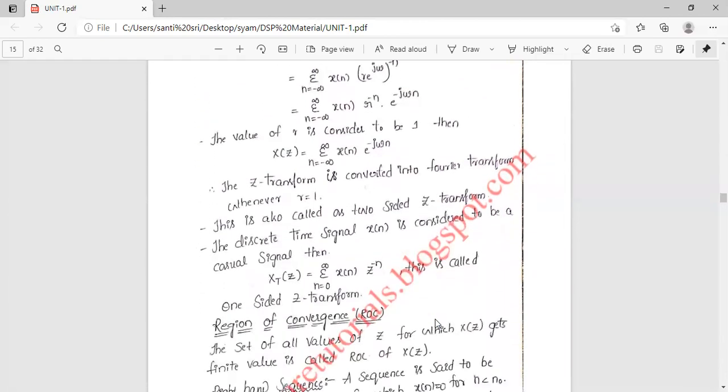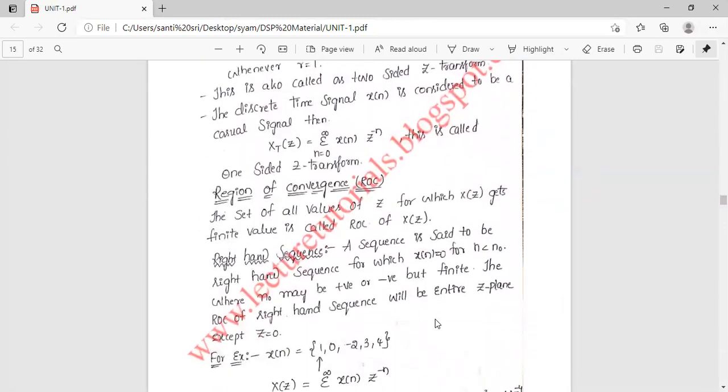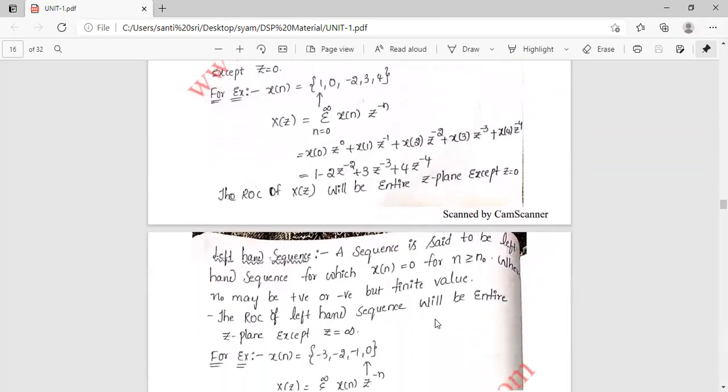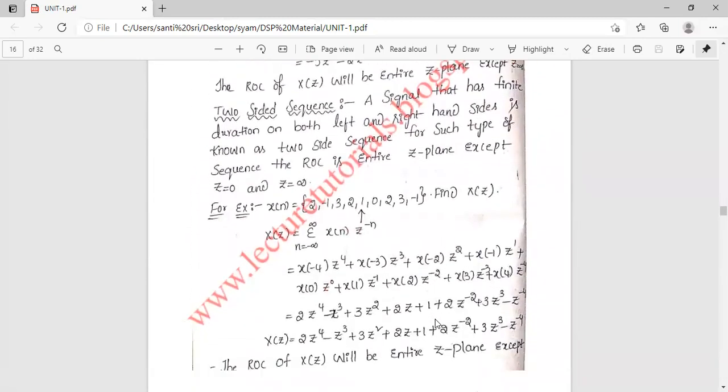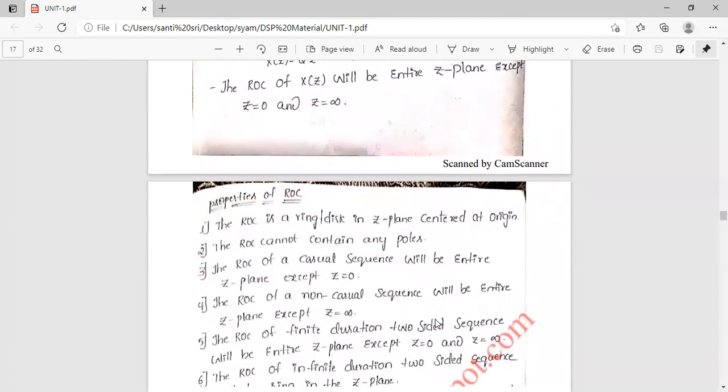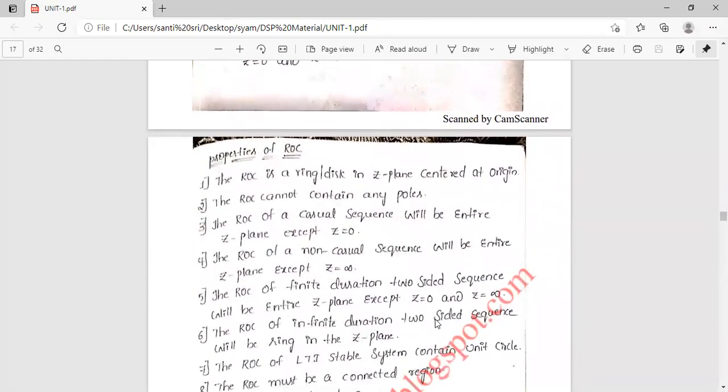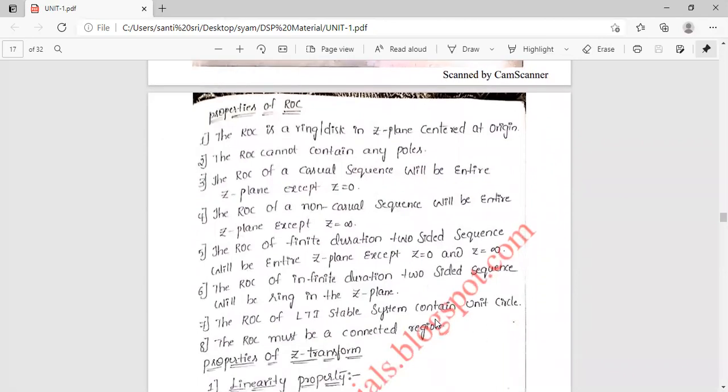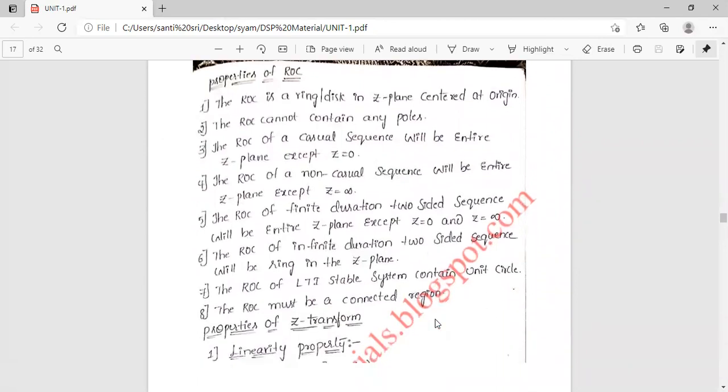So this is the Z transform, and we have a region of convergence. What is meant by region of convergence? The set of all values of z for which X of z gets a finite value is called the region of convergence. And we have right-sided sequences, left-sided sequences, and two-sided sequences for Z transforms. We have already discussed the properties of ROC.